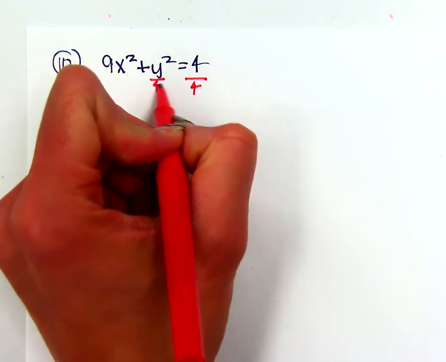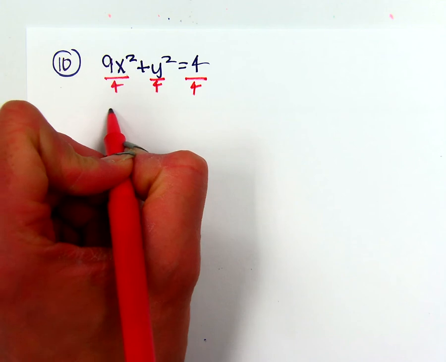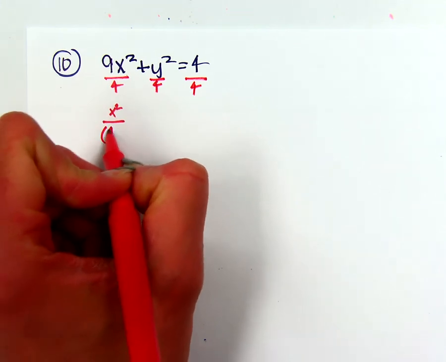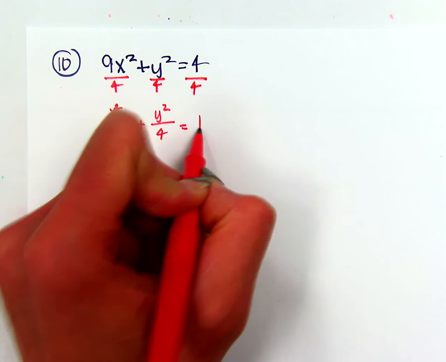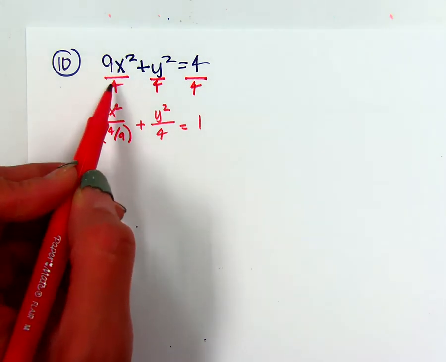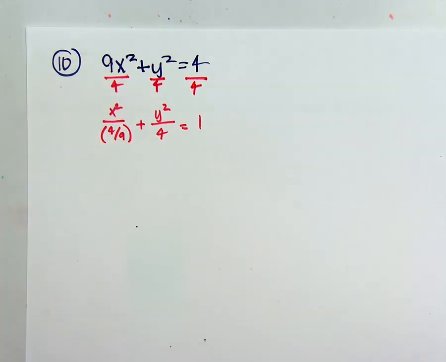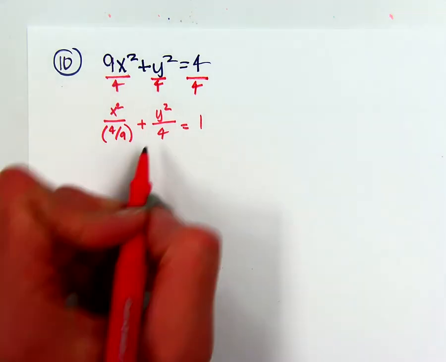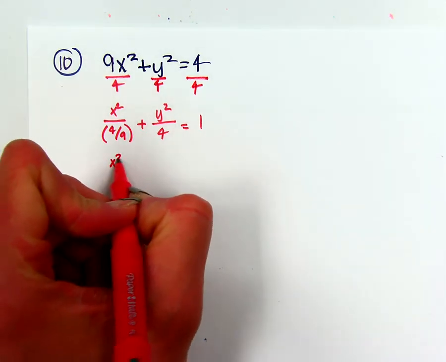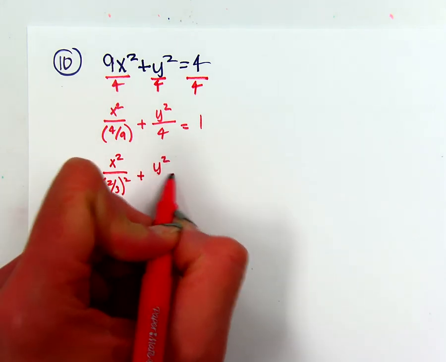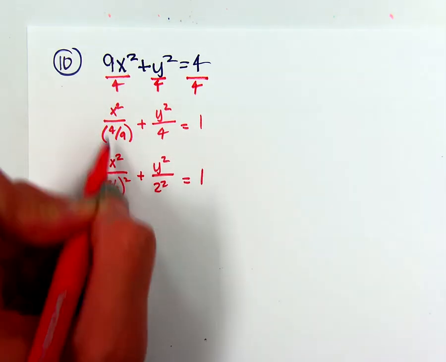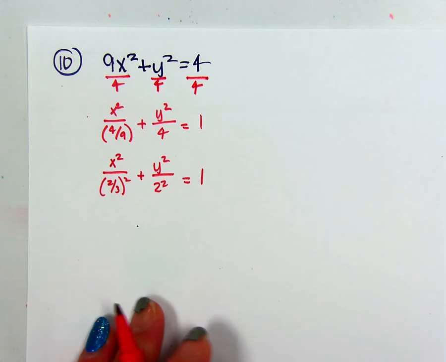All right, so I'm going to divide everything by 4. I get x squared over 4 ninths, y squared over 4, and this is 1. 9 divided by 4 is the same as 1 over 4 ninths. If I take the square root of that, this could be written as 2/3 squared, and this is 2 squared. And really, it doesn't matter if you write your equation like this or this.